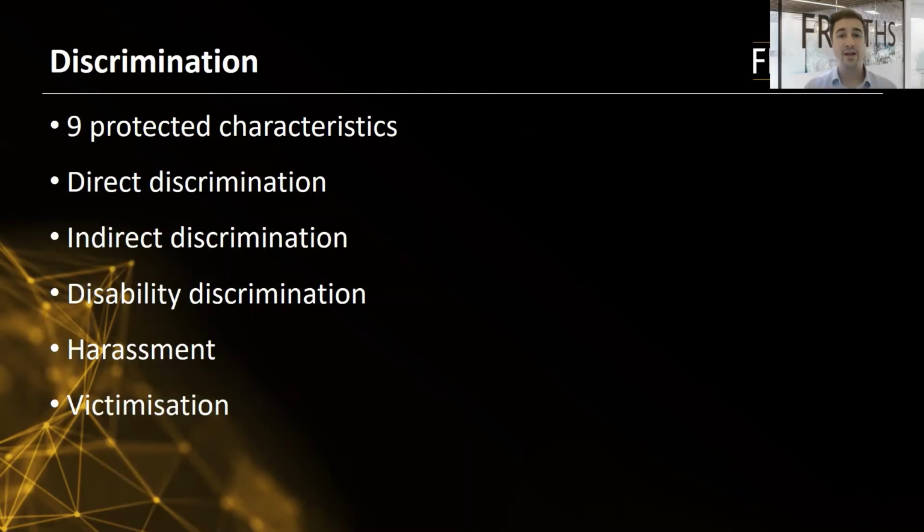And very finally, there is a protection that is put across for employees where they've done something that relates to the Equality Act. That's called victimization. Again, victimization is a really commonly used term. It's not normally used correctly.